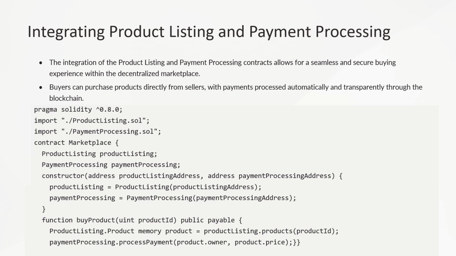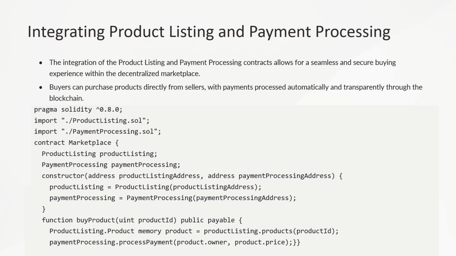The buy product function enables buyers to purchase products directly from sellers within the decentralized marketplace. It takes the product ID of the product the buyer intends to purchase and allows the buyer to send payment as a part of the transaction. It then retrieves the details of the product using the provided product ID from the product listing contract, storing the details in the product memory variable.